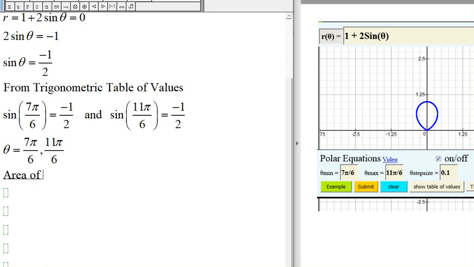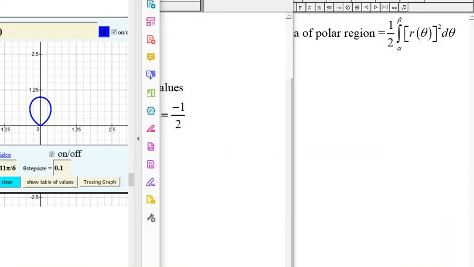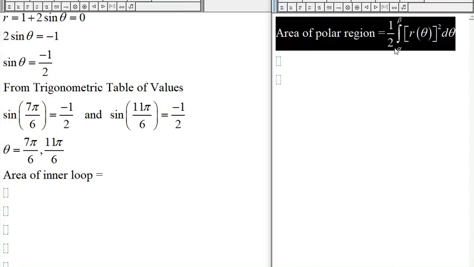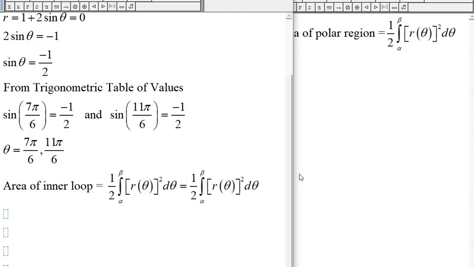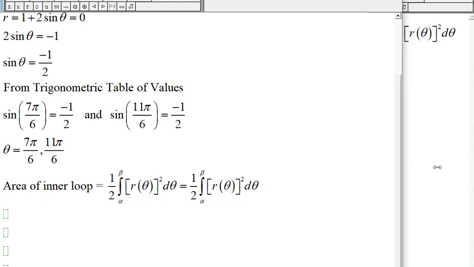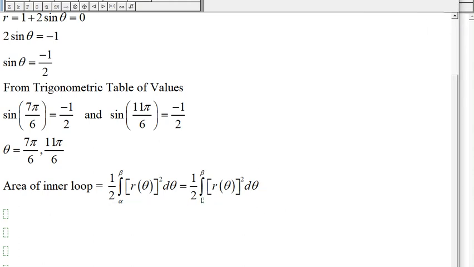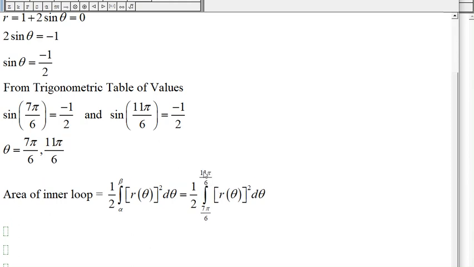So the area of the inner loop is going to be this: alpha will be 7 pi over 6, beta will be 11 pi over 6, and r of theta will be 1 plus 2 sine of theta.